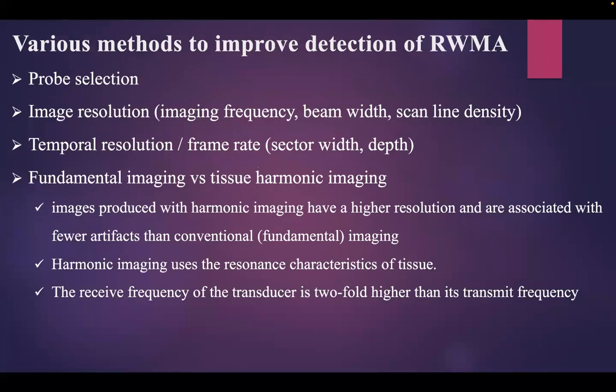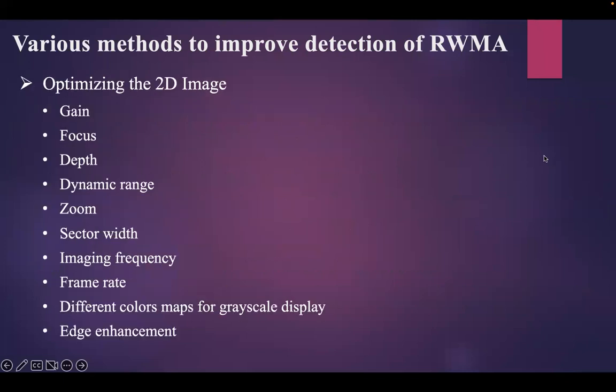And what are the various ways to improve the detection of regional wall motion abnormality? You should know how to select your probe, whether it's a pediatric probe or adult probe, and select the frequency. Improve the image resolution by adjusting the frequency and the beam width, and improve the temporal resolution or the frame rate by adjusting the sector width and the sector depth. And always use tissue harmonic imaging, which is already there nowadays. To optimize the 2D image, we should adjust the gain, the focus position, and the depth.